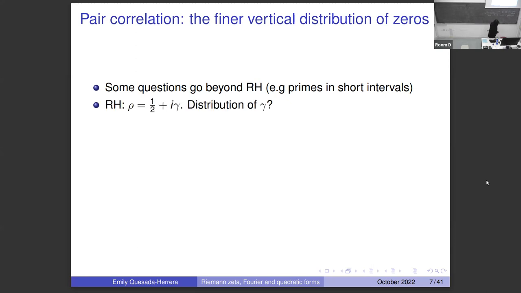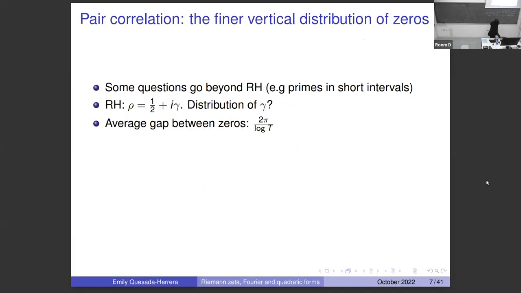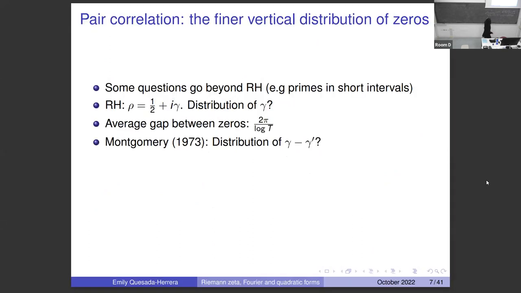So for example, if we assume the Riemann hypothesis, the zeros have the form one half plus i gamma, and we want to understand the distribution of these ordinates gamma. To do this, by the Riemann-von Mangoldt formula, we can see that the average gap between zeros must be 2 pi over log t, just by applying this first formula here. So we want to go beyond it, so Montgomery tried to understand the distribution of the gaps between zeros. If we choose one zero, we want to count on average how many zeros we can expect at a certain distance. This is what Montgomery wanted to do.